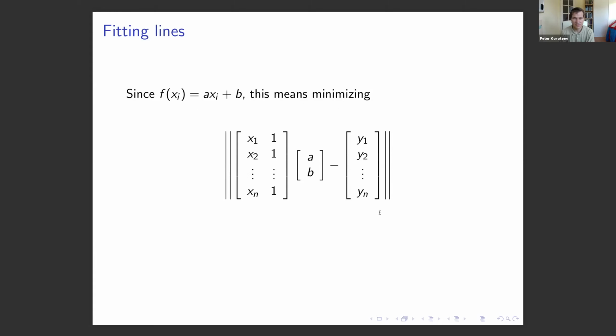We need to find the two coefficients, A and B, of the line. So we have an n by 2 matrix acting on (A, B), and that's equal to a vector of coordinates y1 through yn. We need to find the values of A and B such that the length of this vector is minimal. So we can apply our method.